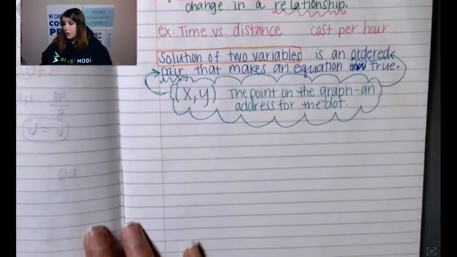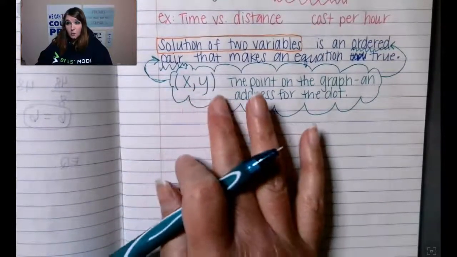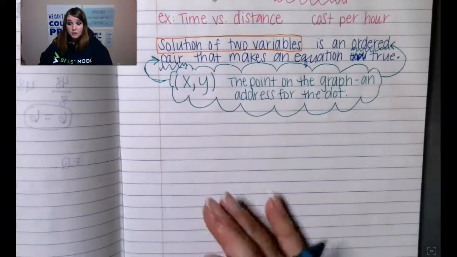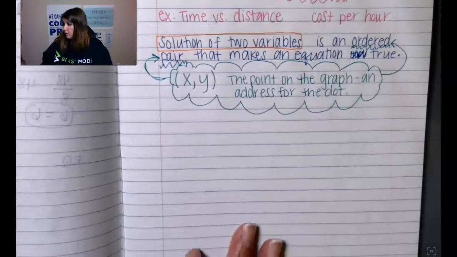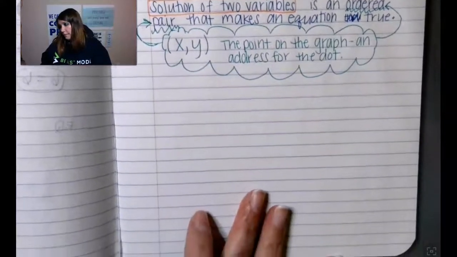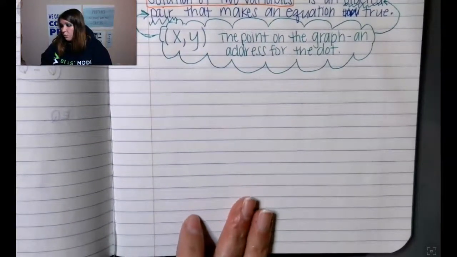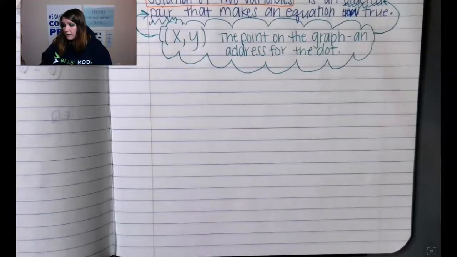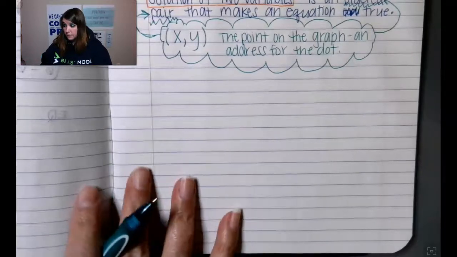An ordered pair is x comma y. It's the address of the ordered pair. Sorry, there's so much vocab. Okay, so we want to know, how do we identify solutions of equations in two variables?